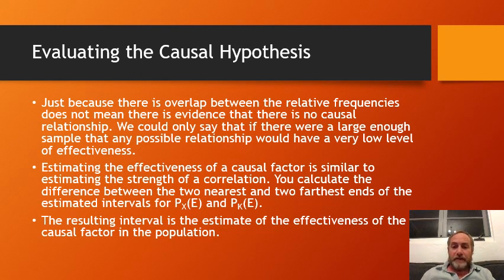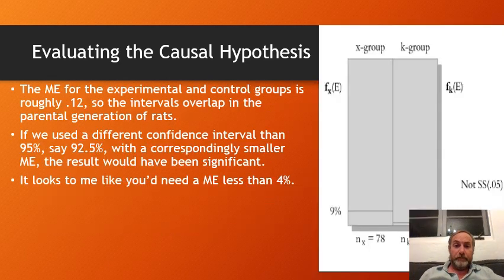Estimating effectiveness is again the same math as estimating the strength of a correlation. You take the farthest ends, calculate the difference between those, and then the nearest ends of your intervals, calculate the difference between those, and the actual strength lies somewhere in that interval. I think I said strength of correlation, but I mean the effectiveness of the causal relationship.